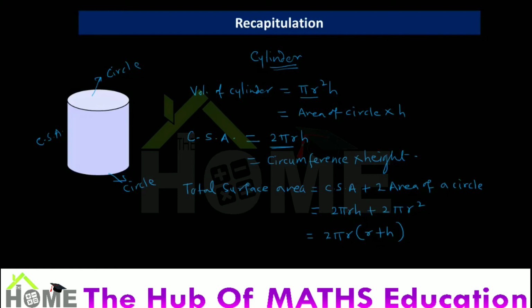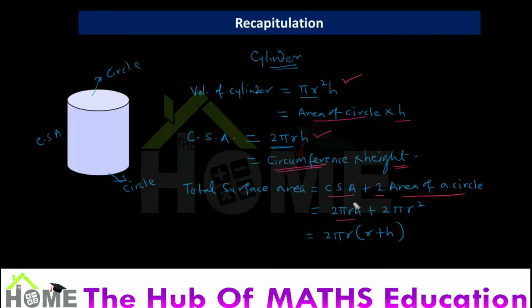So remember these things: the volume of a cylinder is given by pi r square h, and it is nothing but area of a circle into height. Curved surface area of a cylinder is given by 2 pi r h, where 2 pi r is nothing but the circumference of the circle multiplied by height, and the total surface area is curved surface area of the cylinder plus 2 into area of the circle.